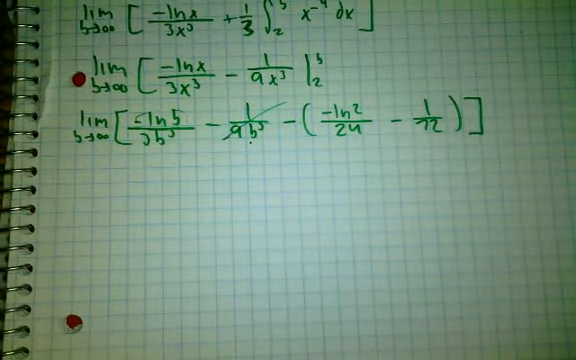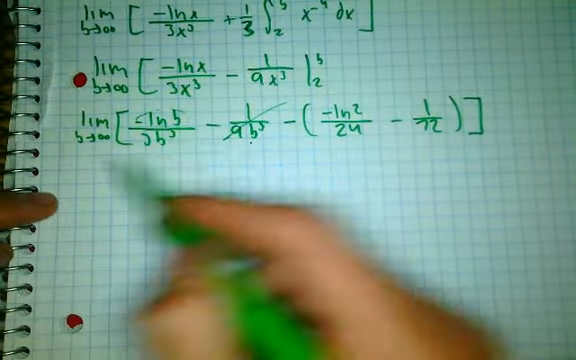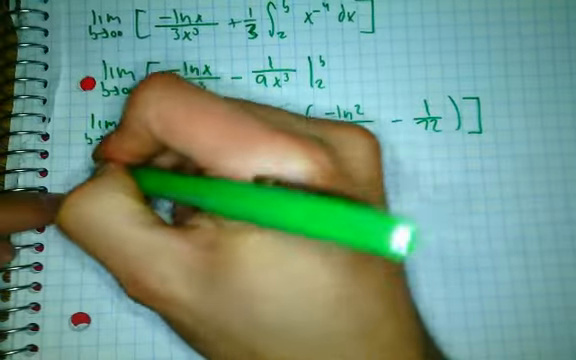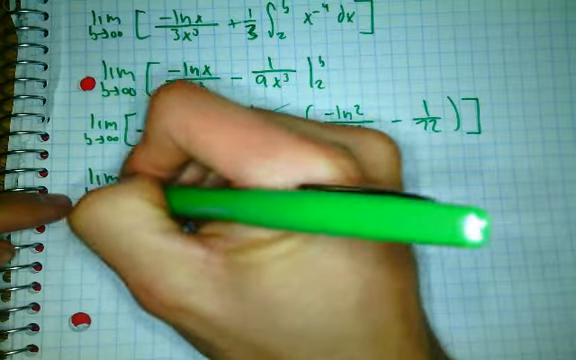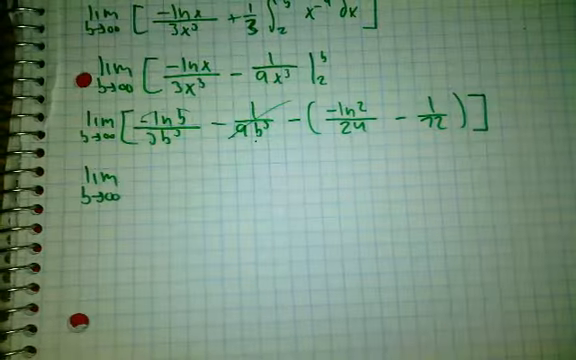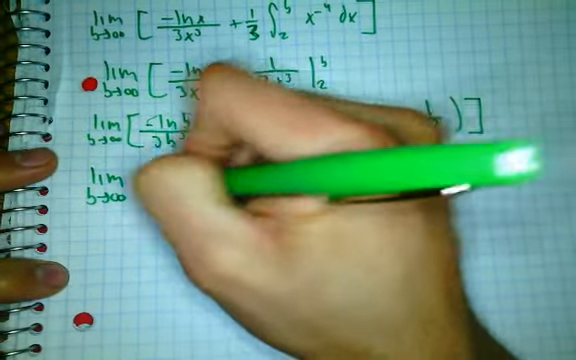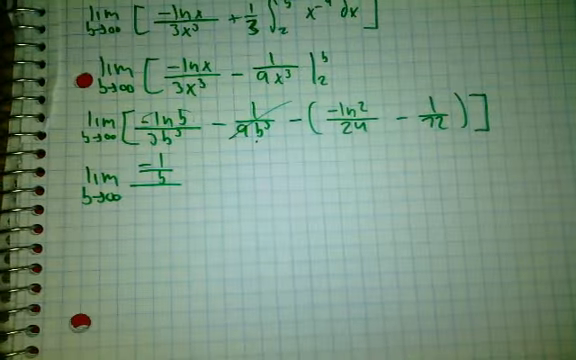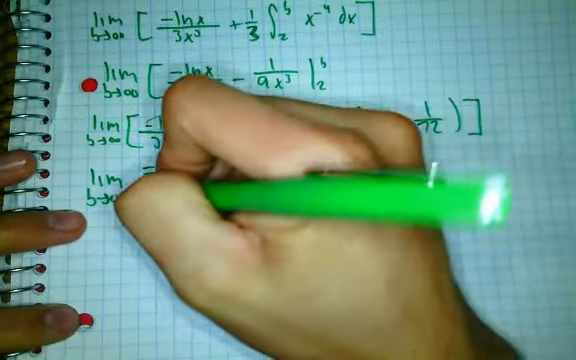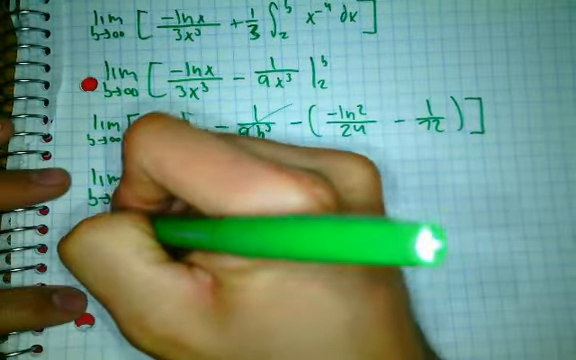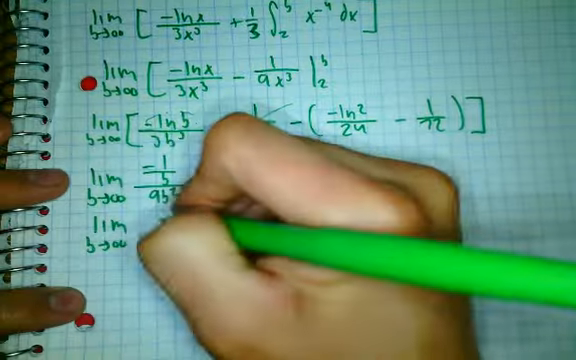The limit as b approaches infinity. What is the derivative of negative natural log of b? Negative 1 over b. And what's the derivative of 3b to the third? 9b squared, which technically becomes the limit as b approaches infinity of negative 1 over 9b cubed. What happens to that? It goes to 0.